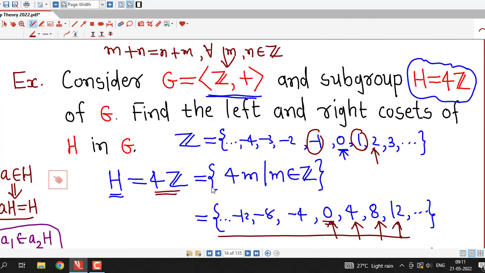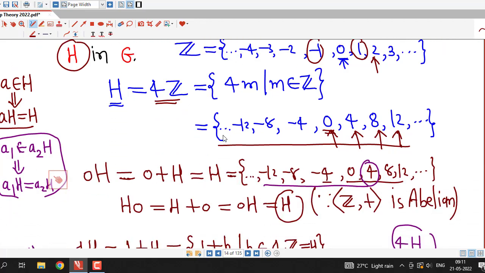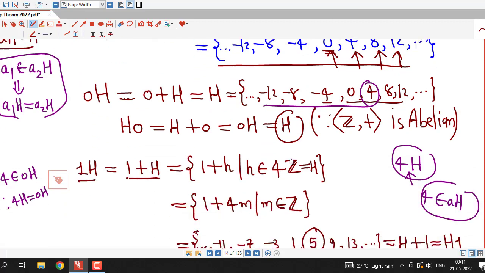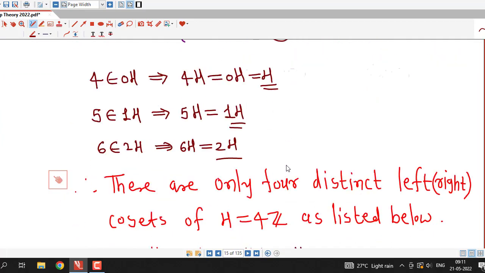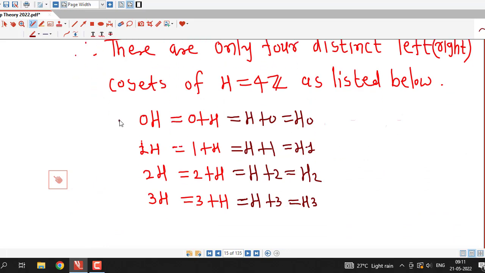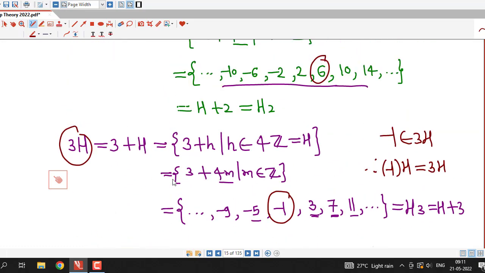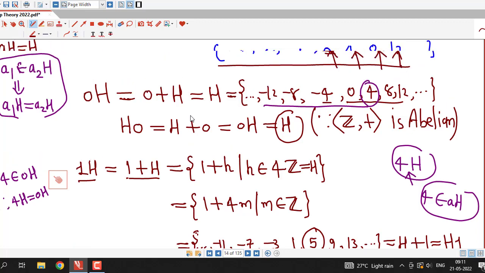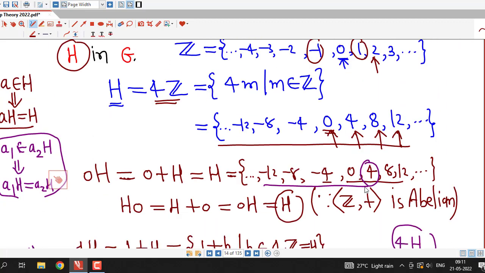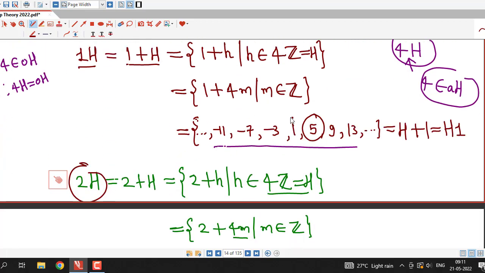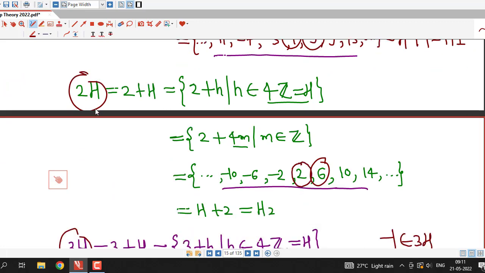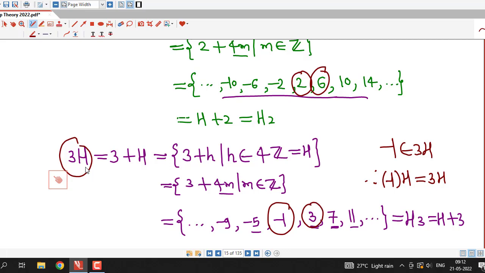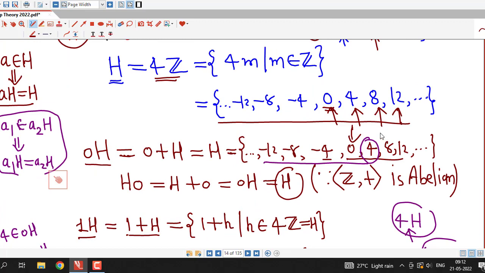So here we are asked to find the left and right cosets of this subgroup H equal to 4Z in the set of integers, and we have used properties of left cosets and right cosets to write down the 4 distinct left as well as right cosets. And if you observe, if you take the union of all these left cosets or right cosets, then they will form a partition of Z. If you take the union, then you will get the set of integers. You can see I can start with 0. 0 is a member of the left coset corresponding to 0. Then 1 is a member of the left coset corresponding to 1. 2 is a member of the left coset corresponding to 2. 3 is a member of the left coset corresponding to 3. And 4 is a member of the left coset corresponding to 0.